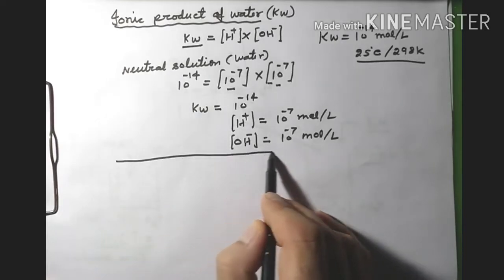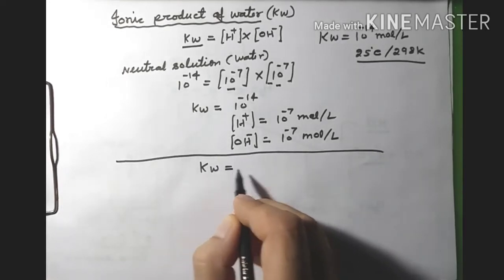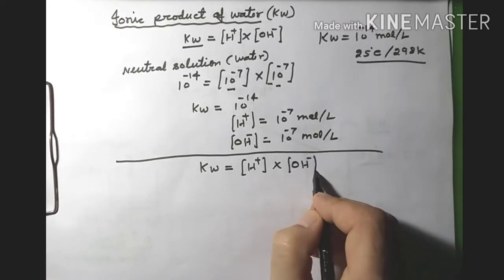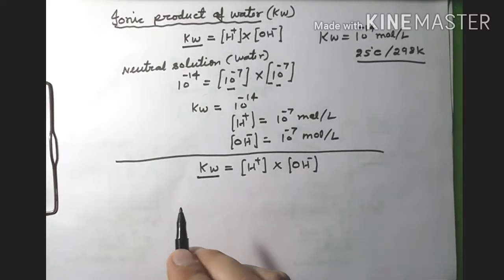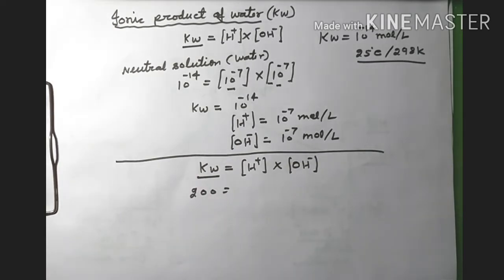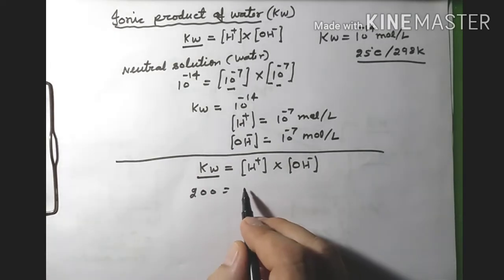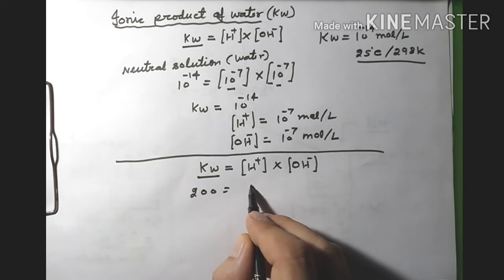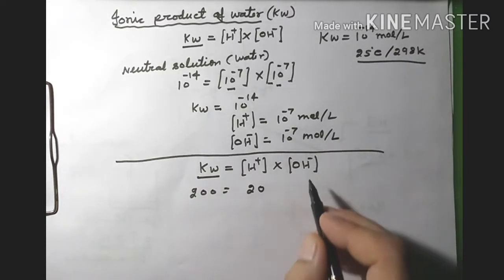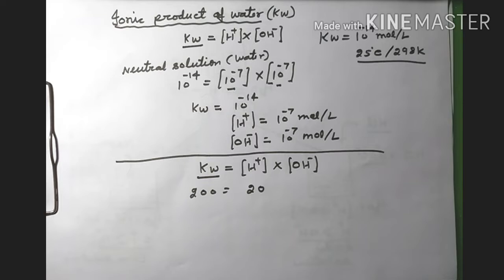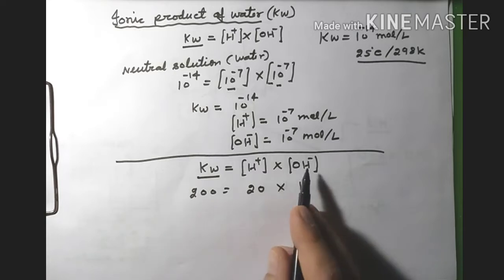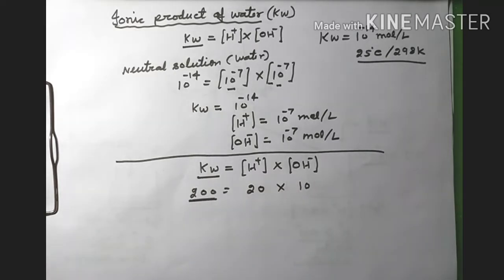As an example, I will explain in a very clear way. Kw is equal to H plus into OH minus ion. Suppose in any solution the value of Kw is equal to 200. And the value of the H plus ion in the solution is 20. Then what will be the value of the OH minus ion in the same solution? That must be 10, because the product of H plus and OH minus ion always remains fixed, and that is 200.